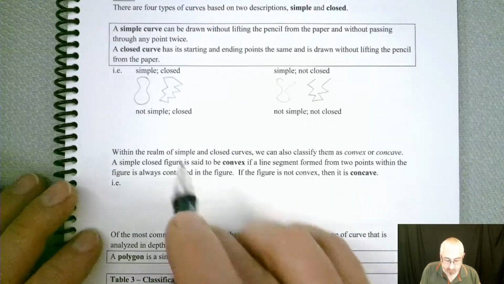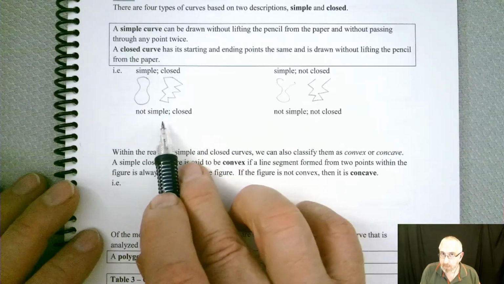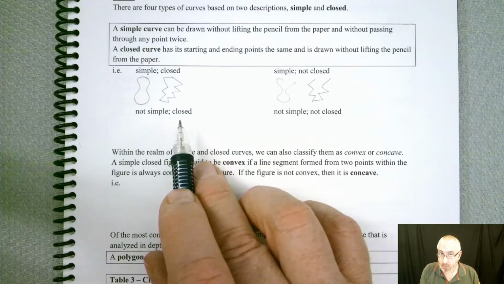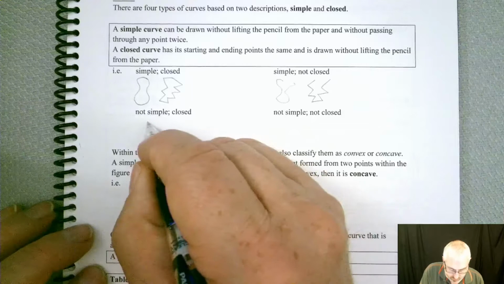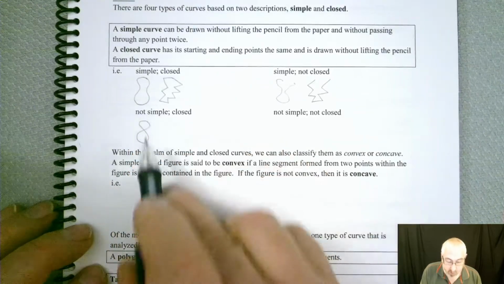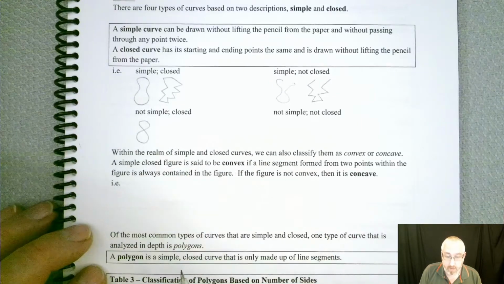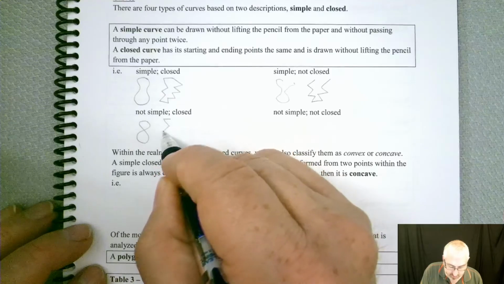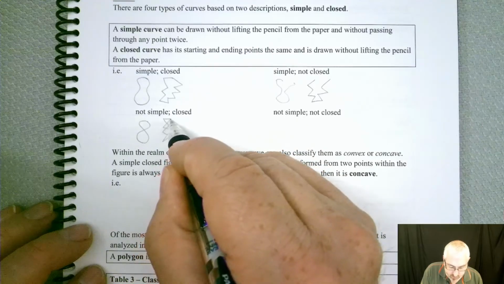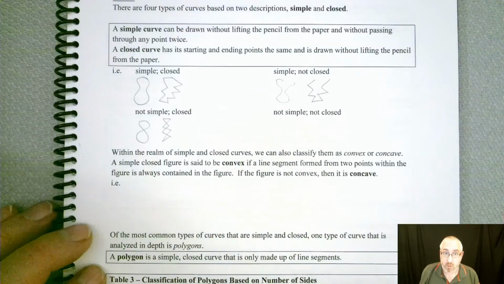All right, so now if we looked at not simple and closed, not simple means it crosses over itself, but closed means you stop where you start. So if we wanted something curvy, we could do just like a figure 8. So I crossed over myself here, and I stopped where I started. And likewise, you can have something that looks like this. That would be not simple and closed as well.